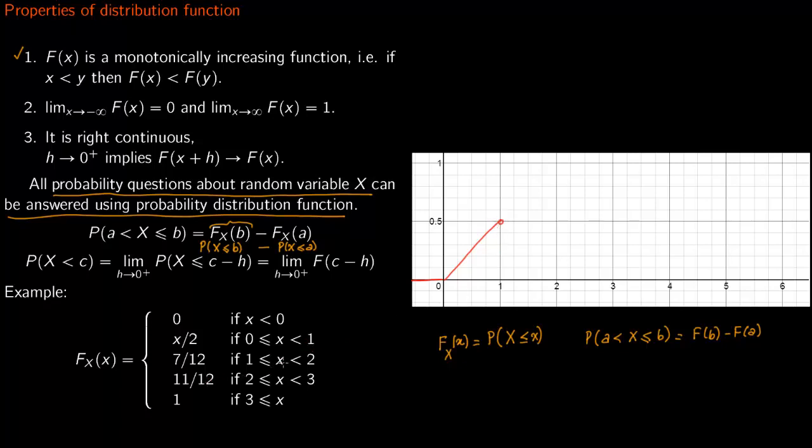Between 1 and 2, f of x is 7 by 12. So 7 by 12 is somewhere here. Between 1 and 2, this is 7 by 12. You have a hole here. Then between 2 and 3 it is 11 by 12. So again it jumps, becomes 11 by 12. Say it is somewhere here.